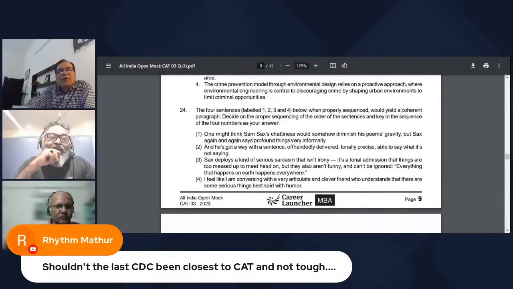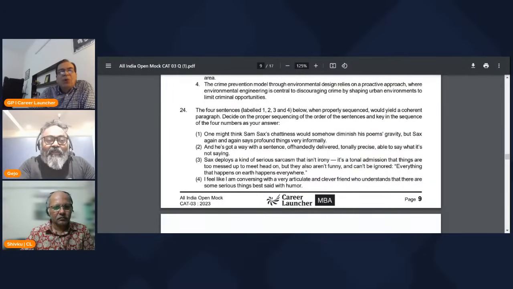Which is why I always say, please don't bother about degree of difficulty. We don't know what the degree of difficulty of CAT is. No one knows. We will only talk in general terms, because within the 3 slots also there will be a variation. Similarly, if you look at CAT 21 versus CAT 22 versus CAT 20, you'll find a variation there also. So don't worry.